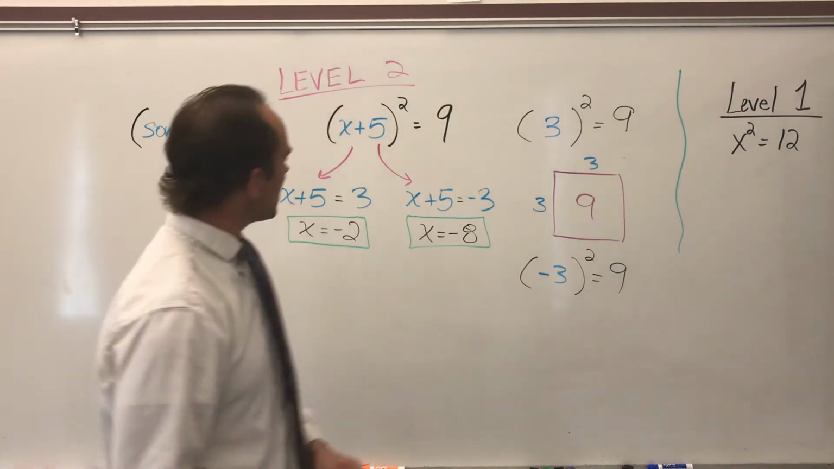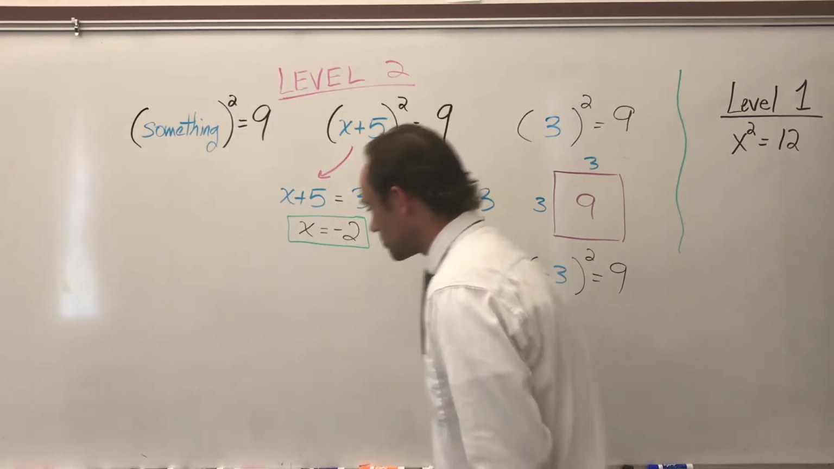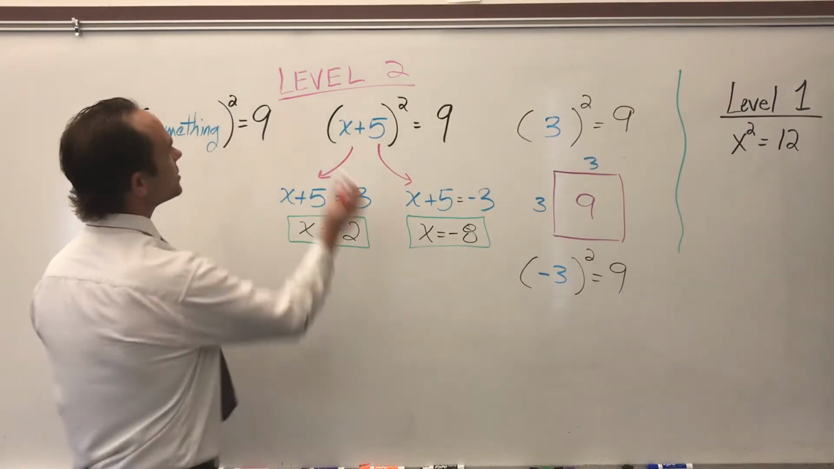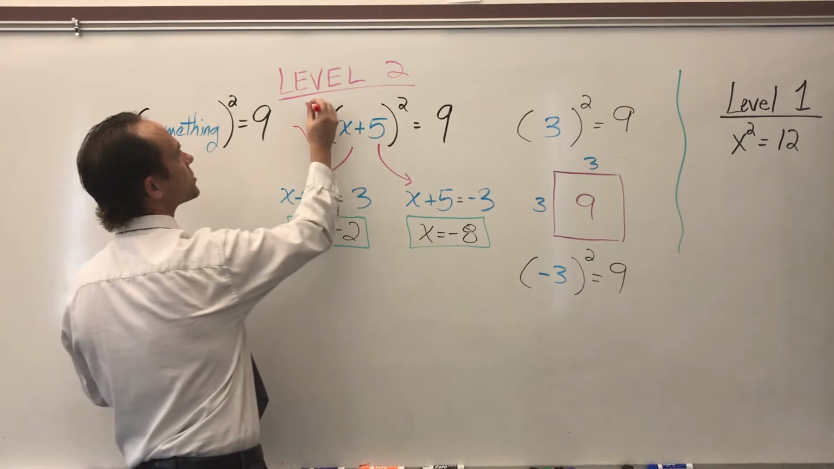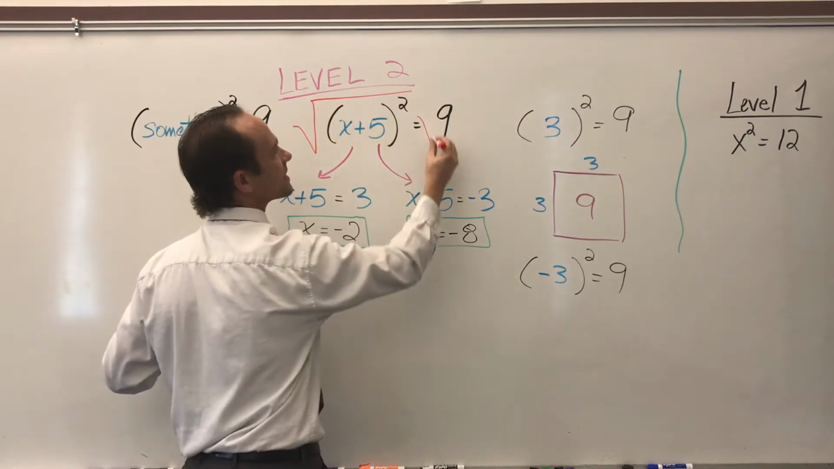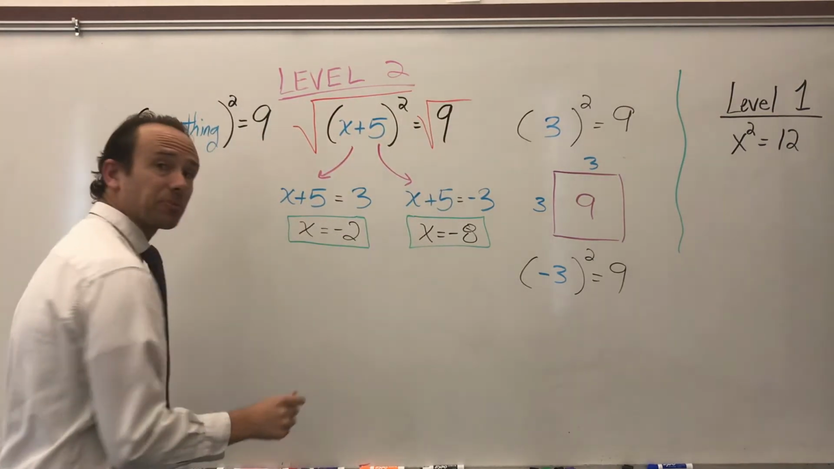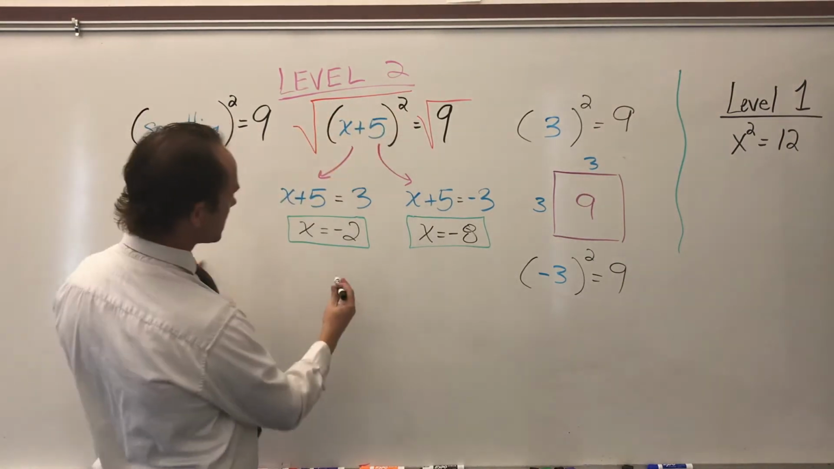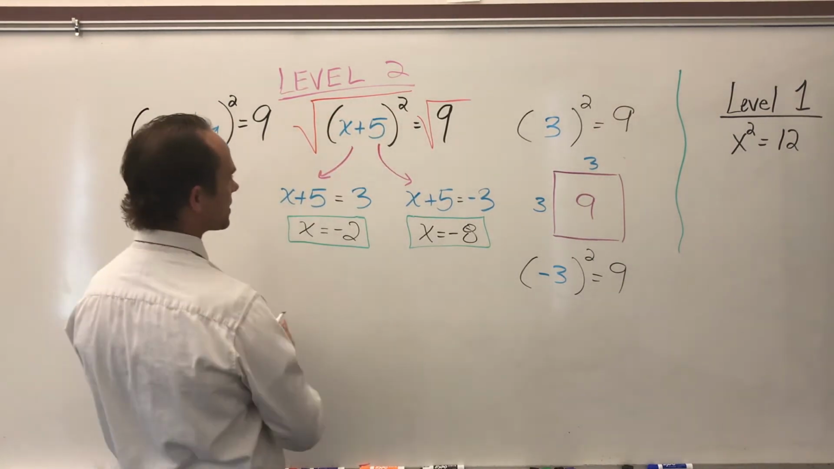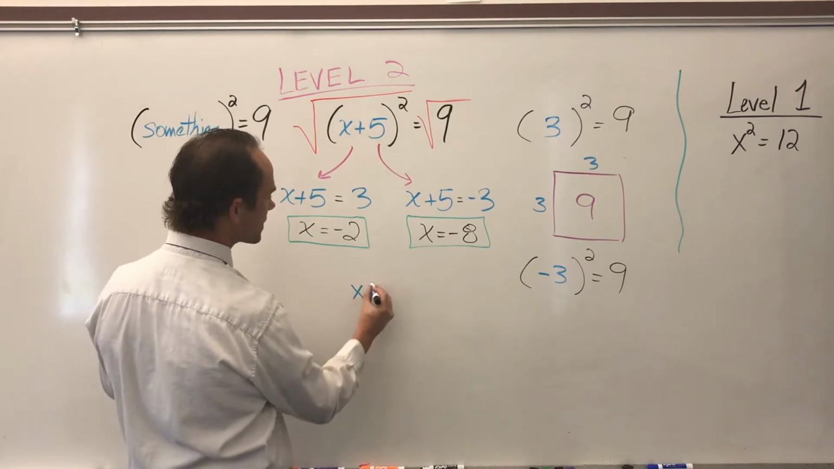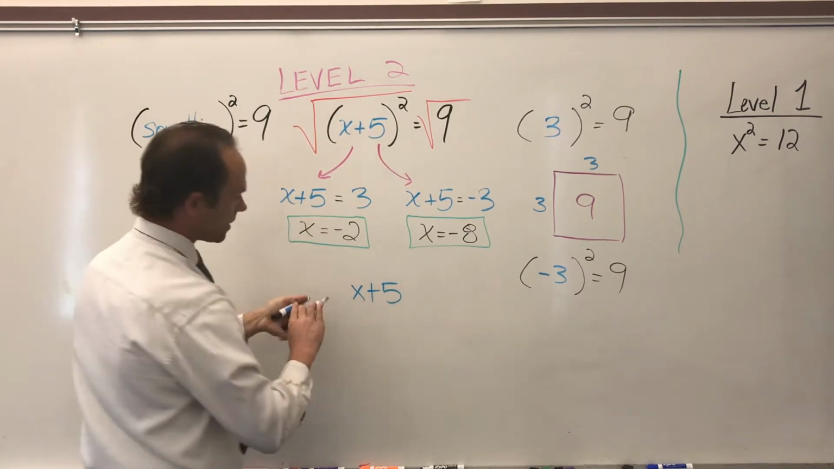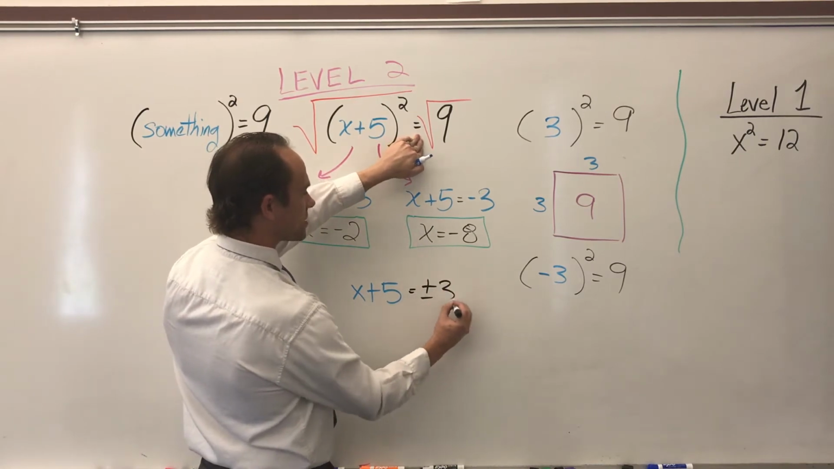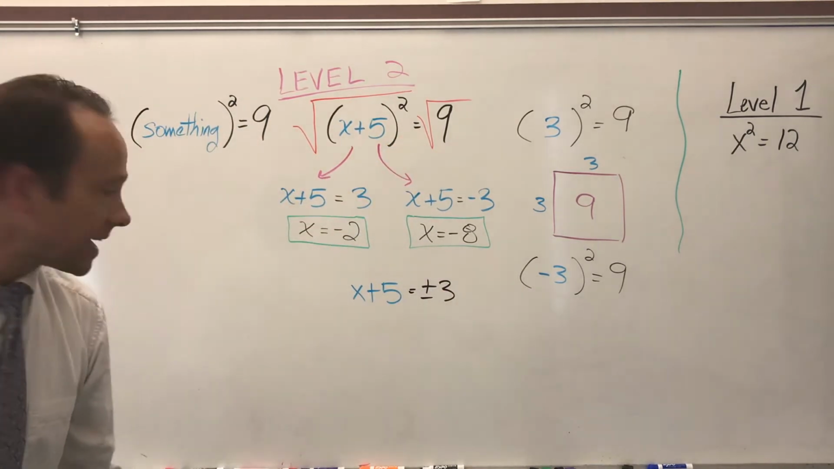Excellent work, everybody. The other thing you could do right from the top is you can just go over and square root everything. That's another algebraic technique. So when you square root something squared, you just get the thing in the middle, x plus 5. Remember, if you square root a number, you've got to give the plus and the minus, so plus or minus 3, just like that.